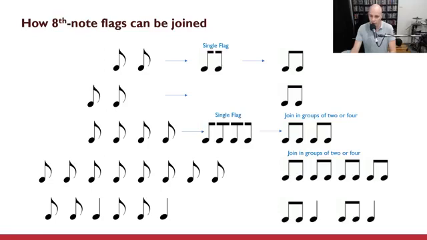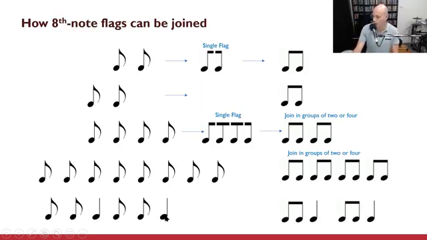So the first and the second 8th note, yep, no problem. I can join my flag back this way. Sorry, let me do it on the screen here. So when it comes to this first and second note, I can join the flag from this second note back to the first one because they're both 8th notes. But the flag on this second note cannot go across and touch the third note because the third note is a quarter note.